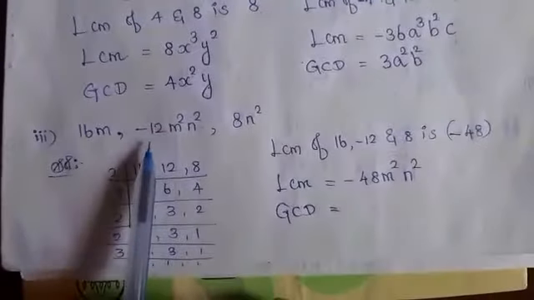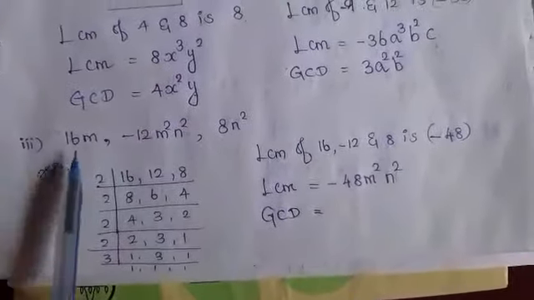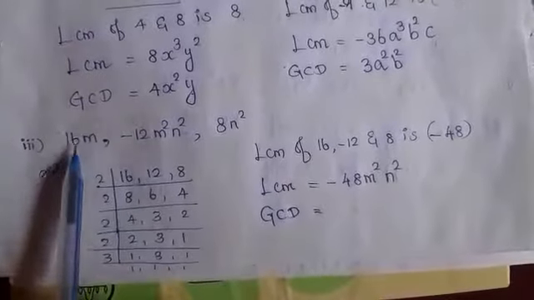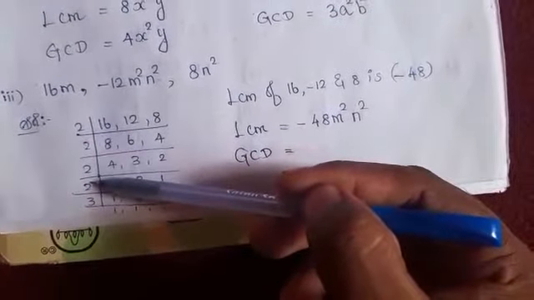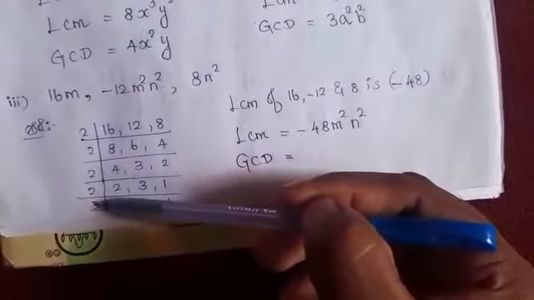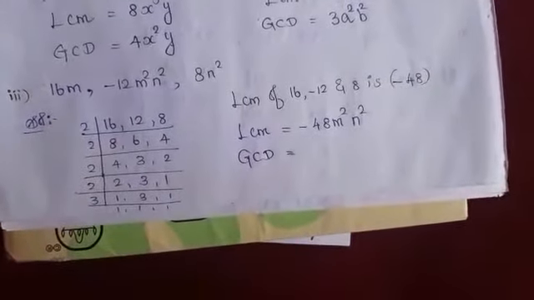Third sum: 16m, minus 12m square n square, 8n square. First take the numerical coefficients of 16, 12, 8. 2 twos are 4, 4 twos are 8, 8 twos are 16, 16 into 3 is 48. Here there is only one minus. Therefore minus 48 is the numerical coefficient of 16, 12 and 8.